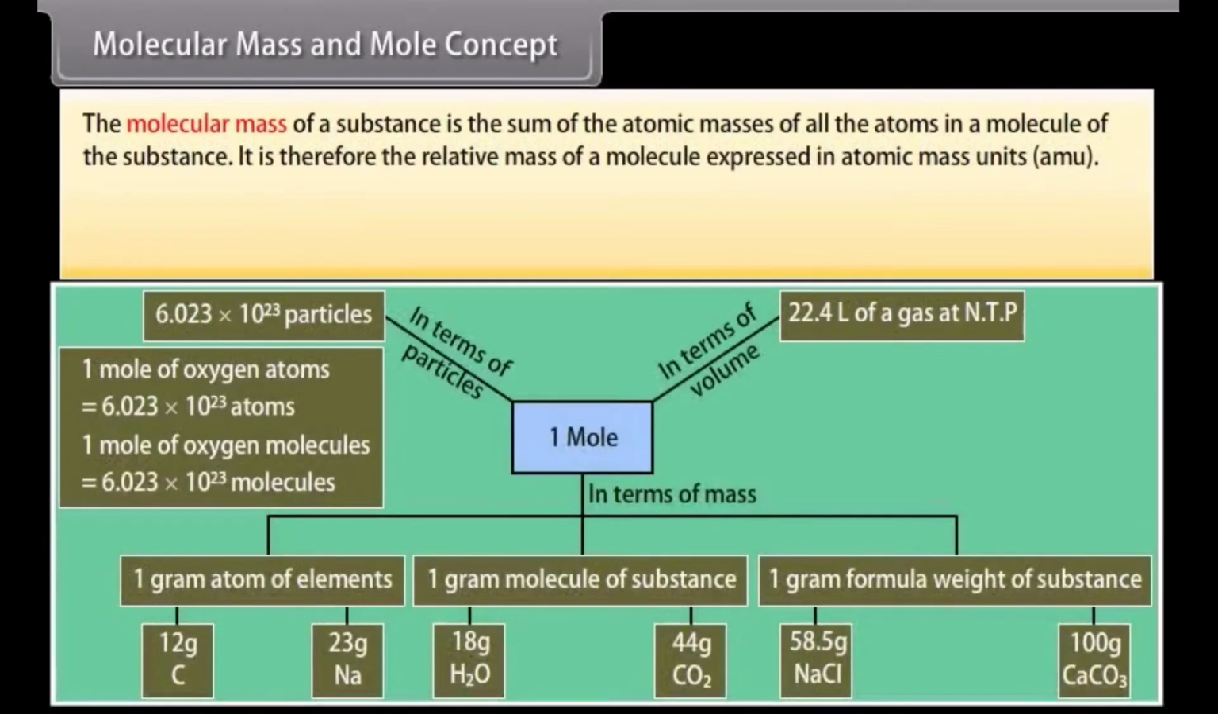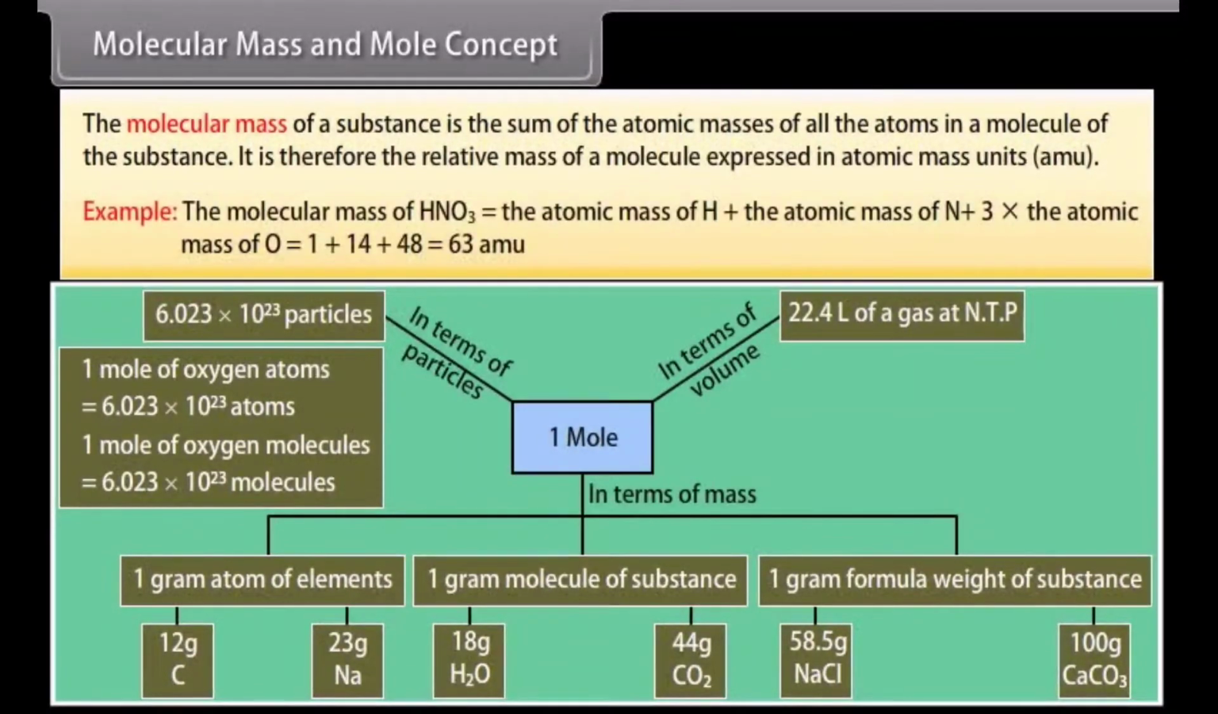Molecular mass and mole concept. The molecular mass of a substance is the sum of the atomic masses of all the atoms in a molecule of the substance. It is therefore the relative mass of a molecule, expressed in atomic mass units. Example, the molecular mass of HNO3 is equal to the atomic mass of H plus the atomic mass of N plus 3 into the atomic mass of O, which is equal to 1 plus 14 plus 48, which equals 63 units.